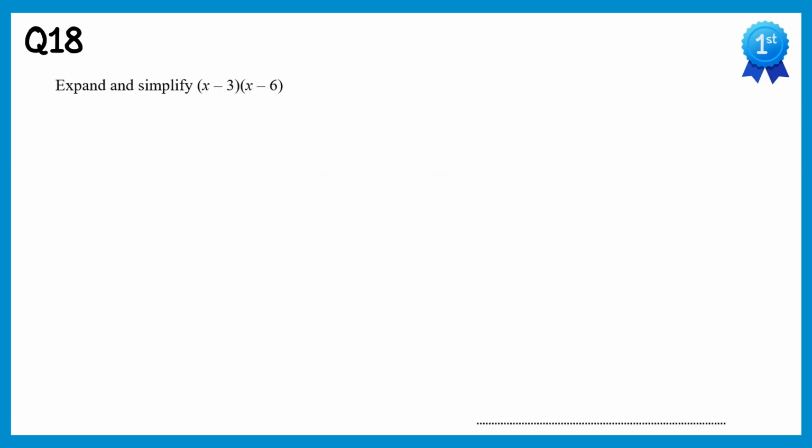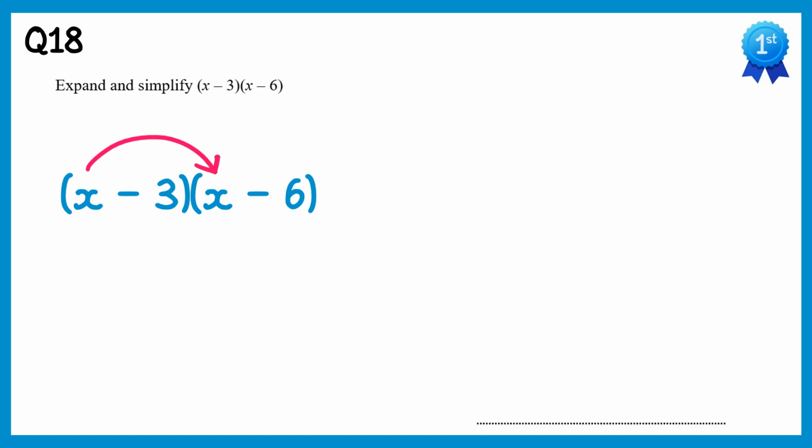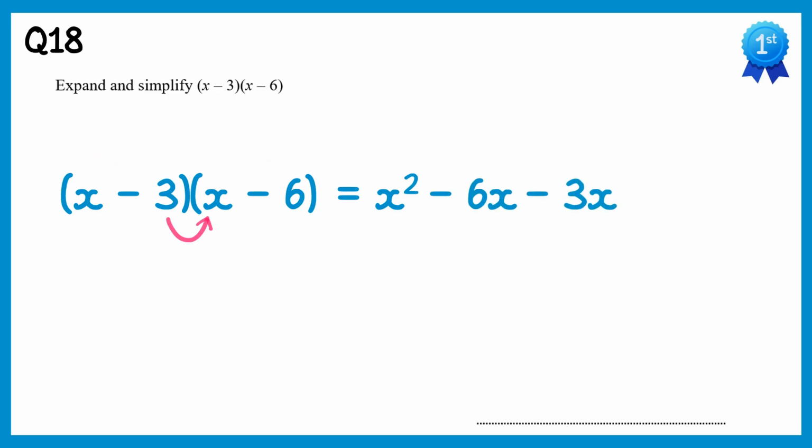To do this, we're going to multiply all of the terms in the first bracket by all of the terms in the second bracket. So we'll begin with x times x, which gives you x squared. Then move on to x times negative 6, which is minus 6x. Negative 3 times x, minus 3x. And finally, negative 3 times negative 6, which is a positive 18.